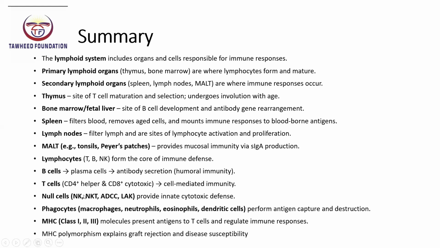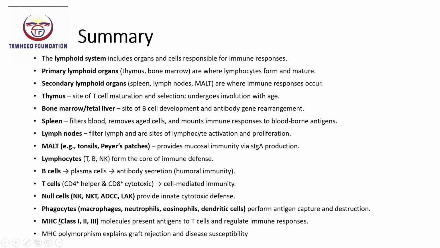Next is null cells. Null cells are a special group of lymphocytes that lack typical B or T cell markers. They include NK cells, NKT cells, ADCC cells, and LAK cells. Their role is to provide innate cytotoxic defense, meaning they can kill infected or tumor cells without prior sensitization or MHC restriction. Phagocytic cells, the phagocytes such as macrophages, neutrophils, eosinophils, and dendritic cells, are crucial for the initial immune defense. They engulf and destroy pathogens through phagocytosis and also present antigens to lymphocytes, linking innate and adaptive immunity.